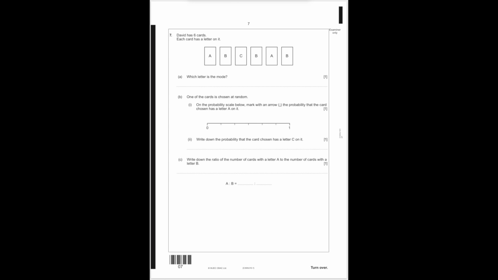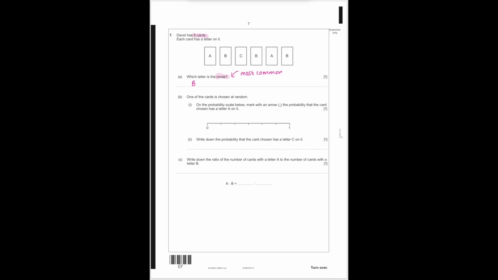Question 7. David has 6 cards. Each card has a letter on it. So we've got A, B, C, B, A, B. Part A, which letter is the mode? So the mode, okay, is the most common. So which letter appears the most often? Well, that's the letter B because it appears 3 times. 1, 2, 3, where the other letters don't appear that much. So the mode is B.